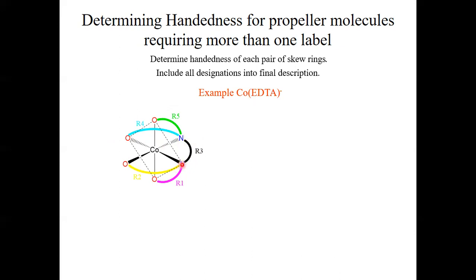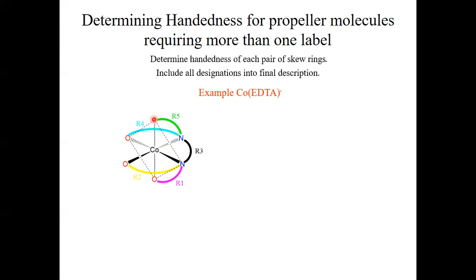So this nitrogen atom is connected via ring R1 to this oxygen donor atom. And the same nitrogen atom is also connected via ring R2 to the second oxygen donor atom. So this nitrogen donor atom here connects via ring R4 to this oxygen and via ring R5 to this oxygen.